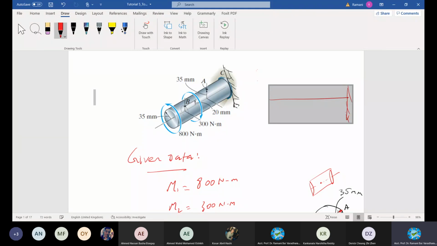Let me draw the diagram and make it easier for you. There is a rotation at this point of about 800 Newton meter, and at this point another anti-clockwise rotation of about 300 Newton meter. Right. We need to do some manipulation here to find the actual value. I already told you this is negative, this is positive. Anti-clockwise and clockwise. Remember this point.